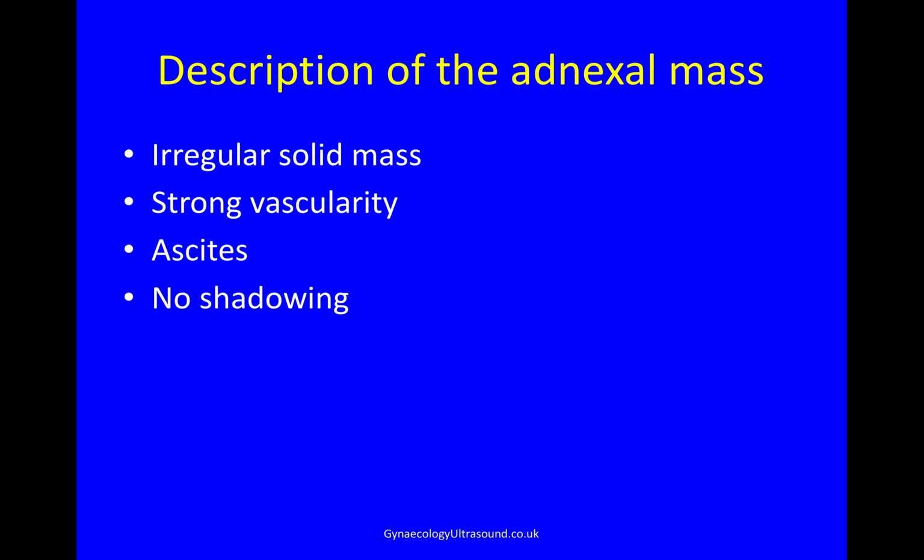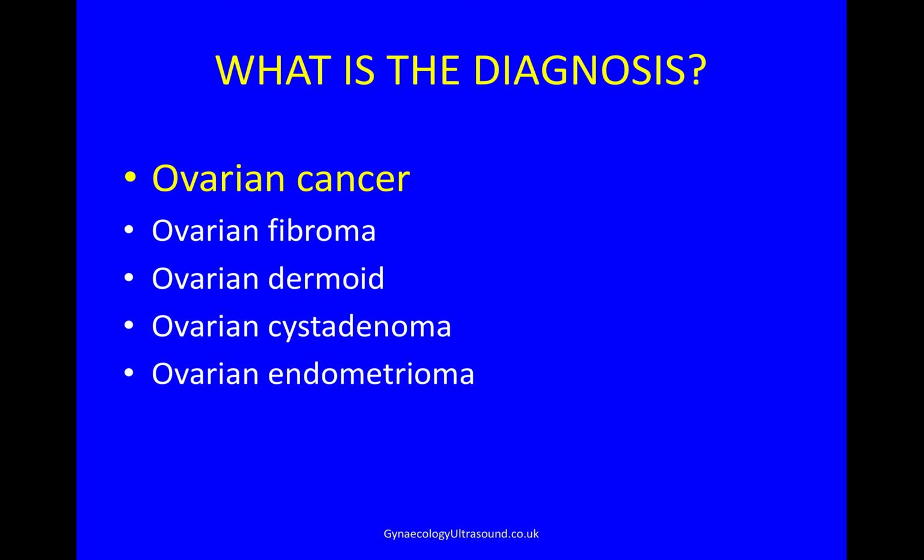So describing the mass, you would say it's irregular and solid with strong vascularity, ascites, and no shadowing. This is an ovarian cancer.